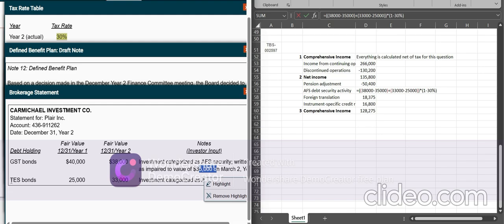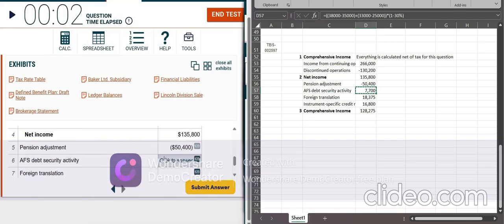Now we have to take the change of the TS bond, $25,000 to $33,000, also both net of taxes, to get the AFS debt security activity. And we will simply copy it as usual and paste it to the AFS debt security.